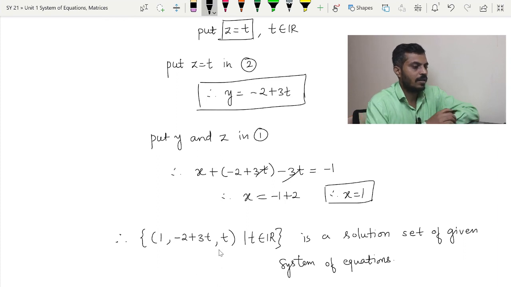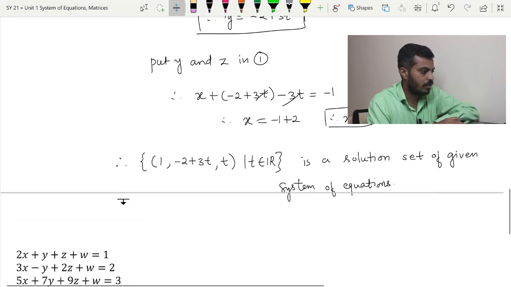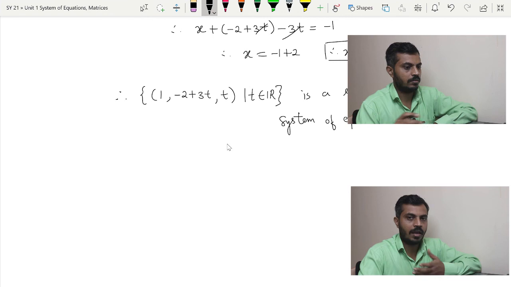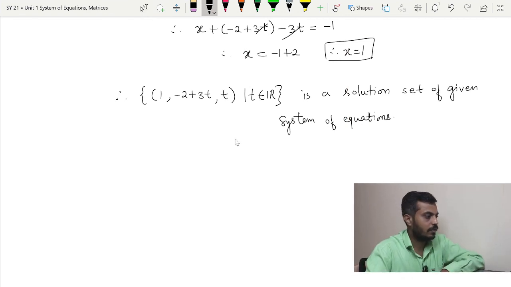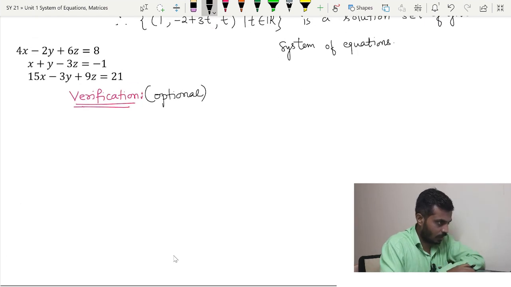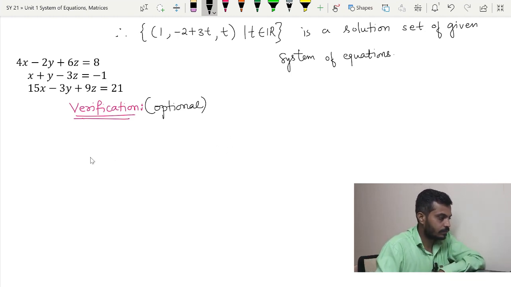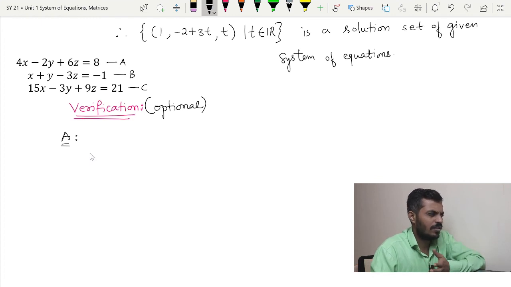Now the verification part is left. This is optional. We actually verify when we have time in the exam, at the end. So I will say verification over here. How to verify? All three equations of the system should be satisfied. Let me name them A, B and C. First of all we will check equation A, then B and C. I will check only equation A; B and C you can do on your own.